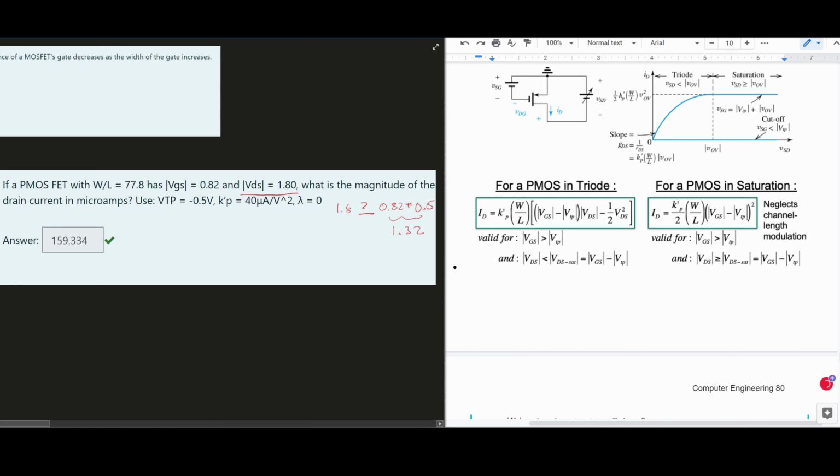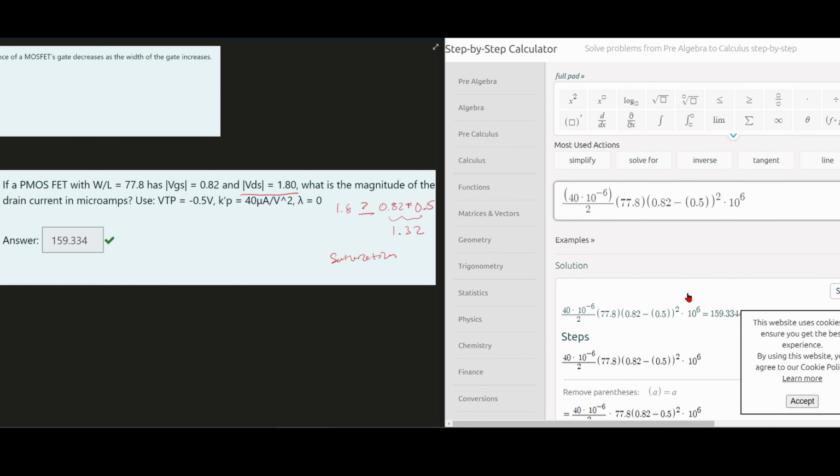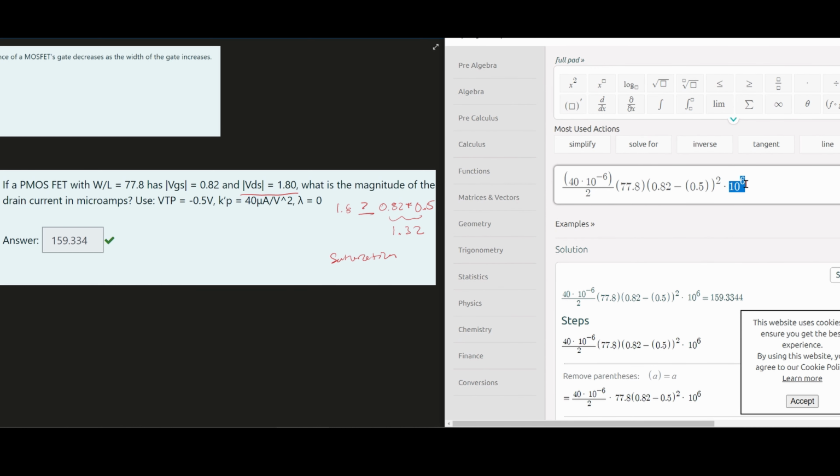Now, this is less than our 1.8, so 1.8 is greater, meaning our VDS is greater, meaning that we are in saturation. So we're going to use the equation where we're in saturation. So that means we're going to use this one right here. And if we plug in our values, which I have done right here, we are going to get our answer to be, and the 10 to the 6 is because we need this in microamps, 159.334. And so that is the answer to this problem.